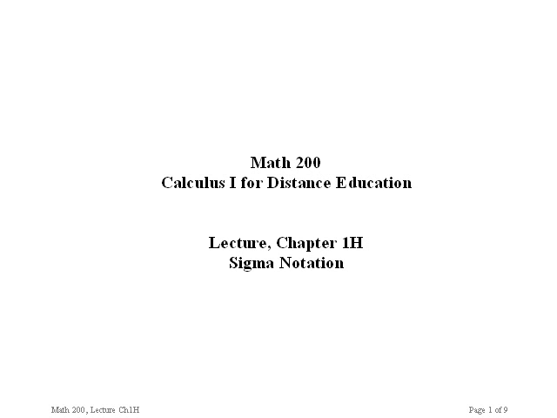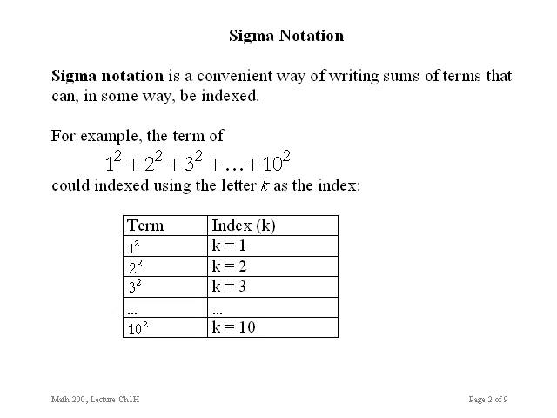This is lecture 1H on sigma notation for Calculus 1. Sigma notation is a convenient way of writing sums that you can somehow index. In this example, we have the sum of the squares of the first 10 integers. You can use those integers as an index.